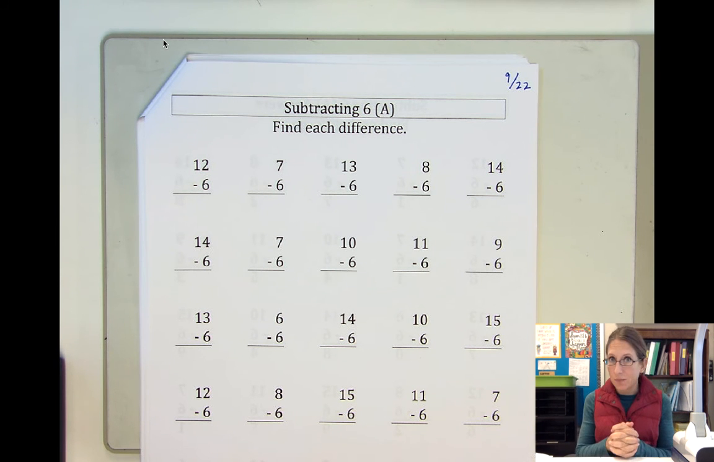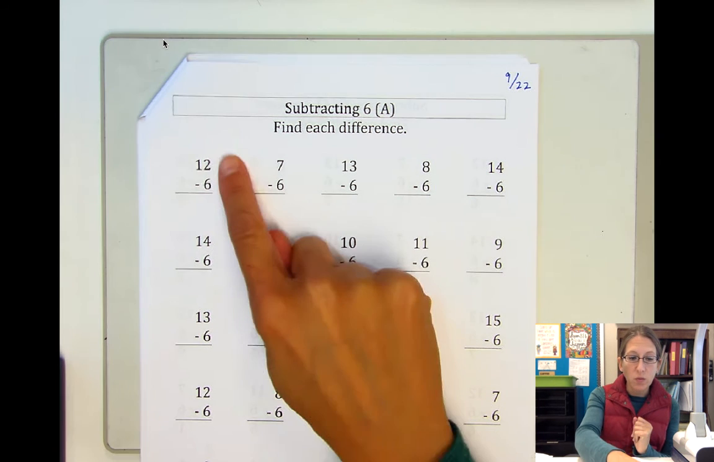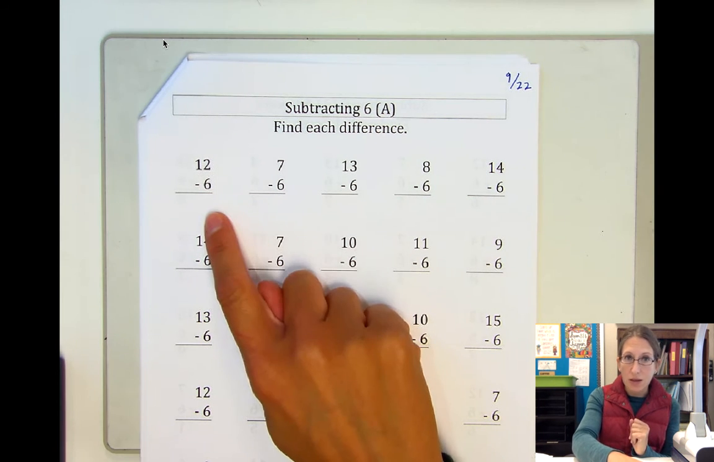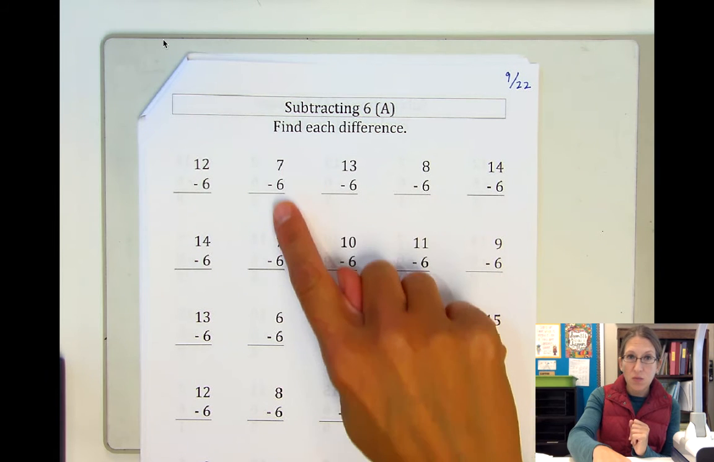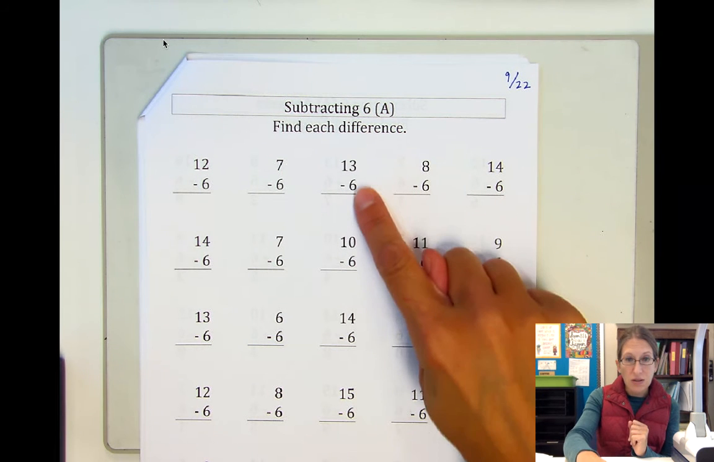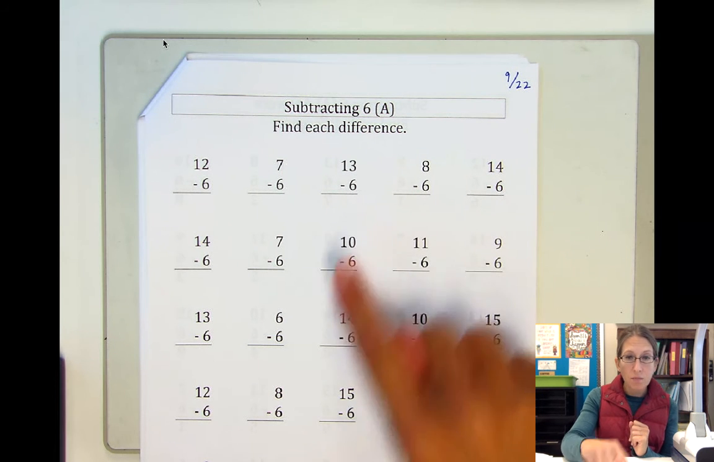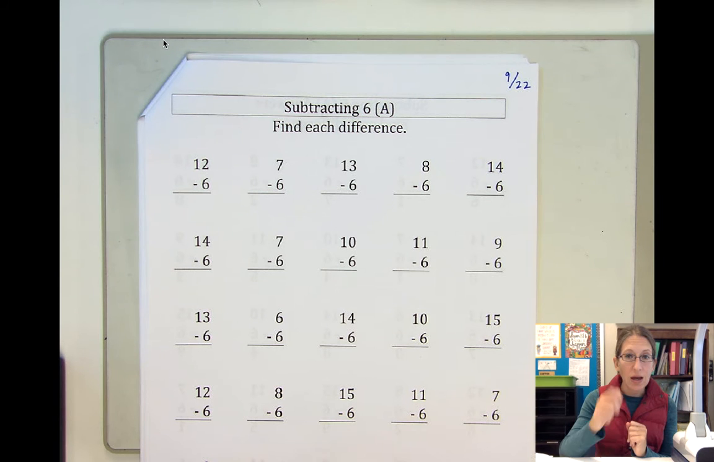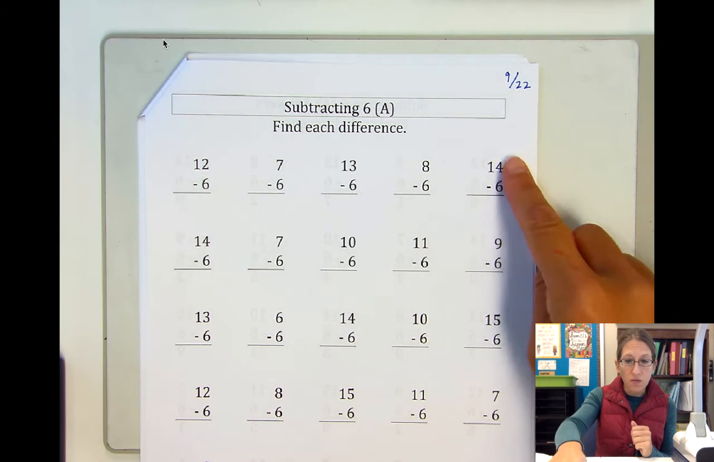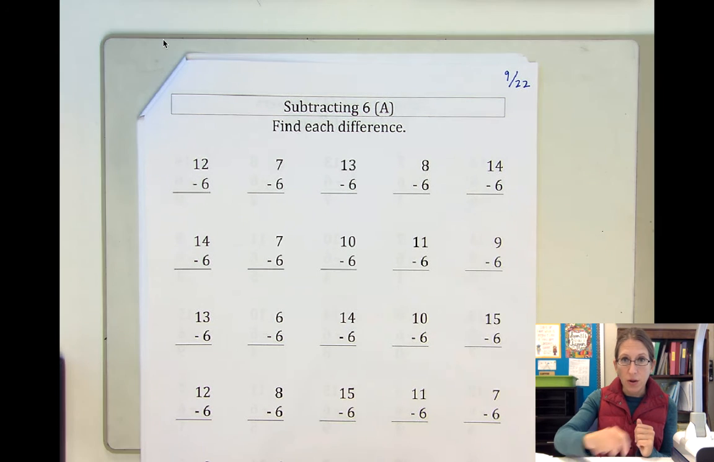Remember, we are working on making these facts really automatic, so that right away when we see 12 minus 6, we write 6. When we see 7 minus 6, we write 1. Again, we're working on getting those facts faster and more automatic. That means we don't even have to think about it. We see 14 minus 6 and right away we put 8.